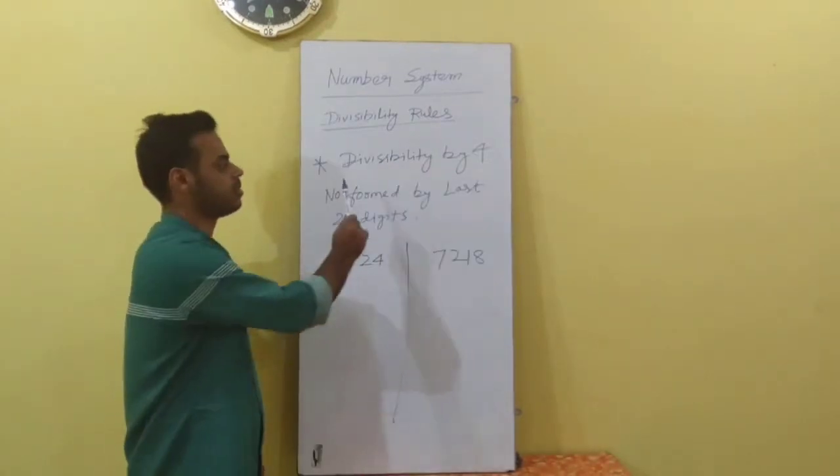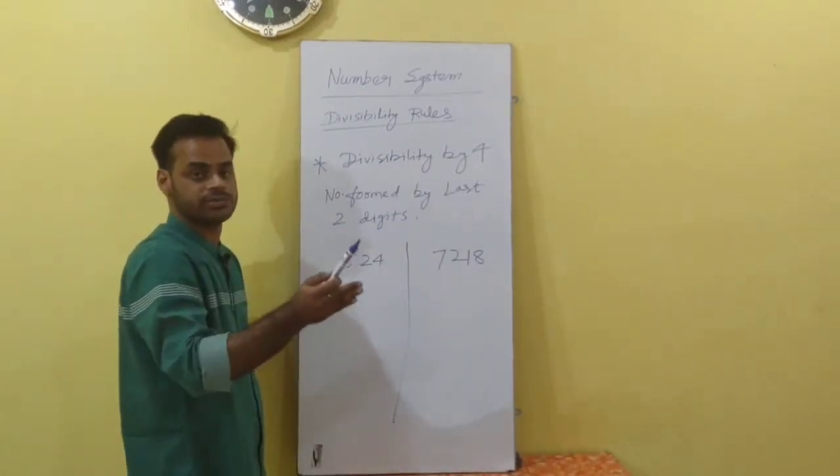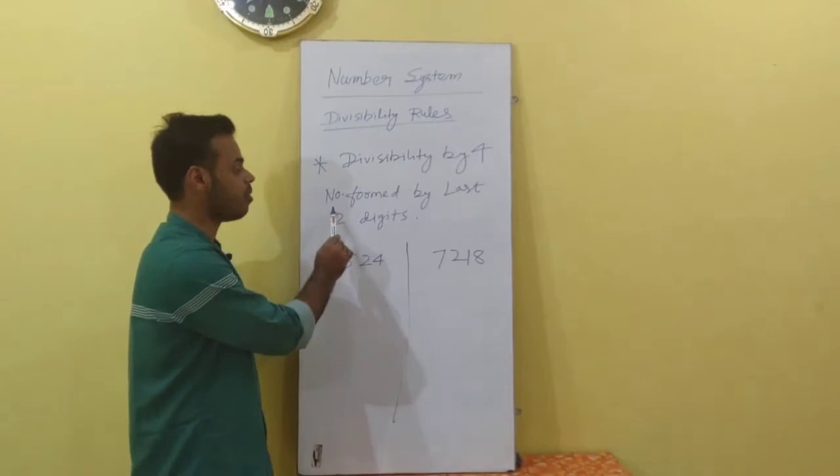So now let us check the divisibility by 4. How to find whether the number is divisible by 4 or not? The rule is we will check the number formed by the last 2 digits.